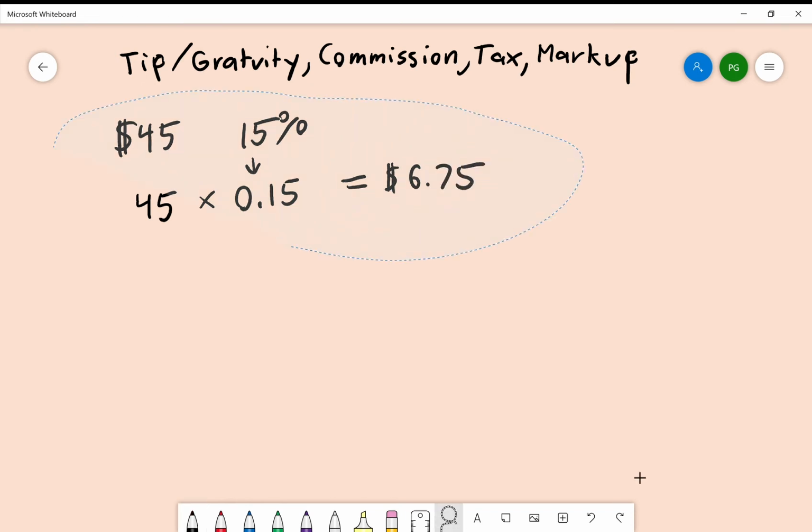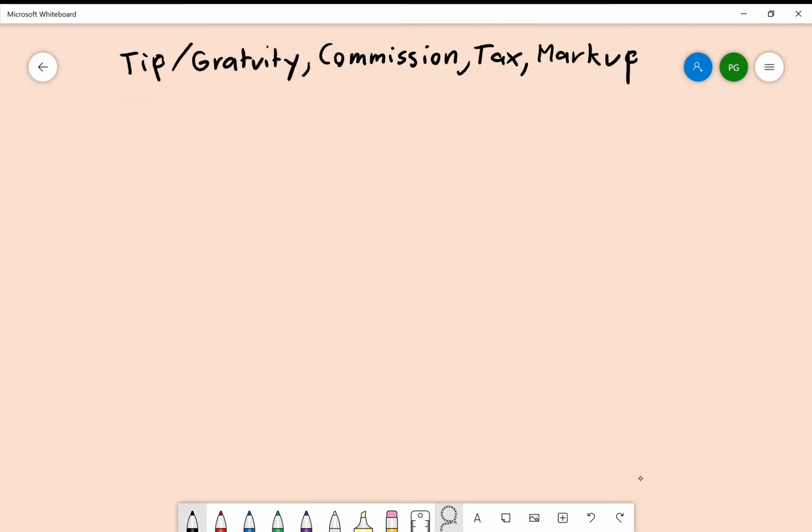Another example. Let's imagine that we are talking about commission. Now commission we use when we're buying houses. So commission is for real estate agents. Okay, so you're buying a house. Now the person who sells you the house, let's imagine she makes a 0.09% commission.